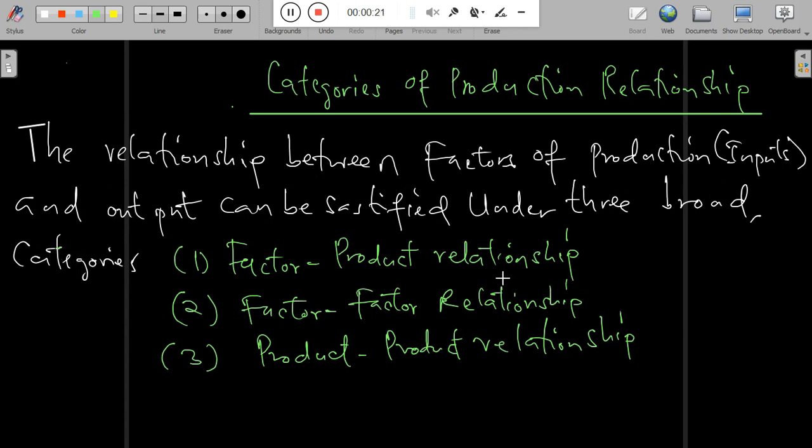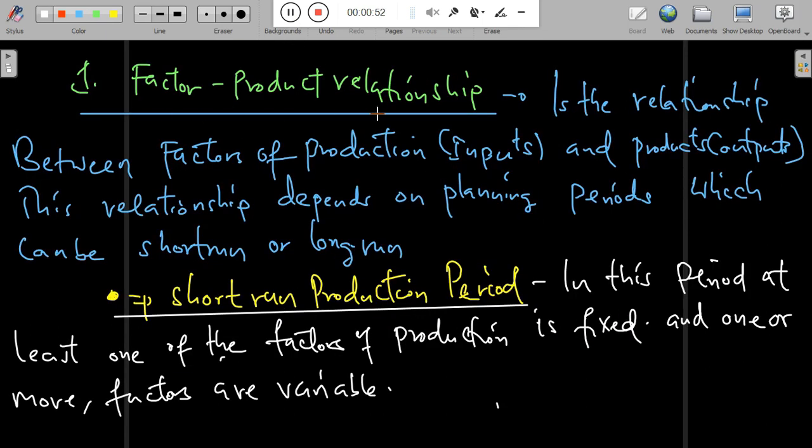The factor-product relationship is where we look at the relationship between the input factor and the output produced. The factor-factor relationship is where we look at two different types of input factors that are applied in the production of output. The product-product relationship is where we look at the different changes of output level that are produced, that is, the relationship between what is produced at different levels.